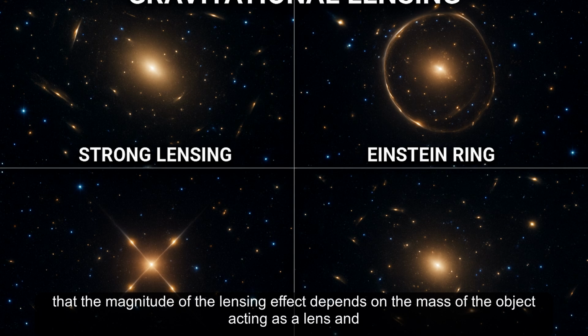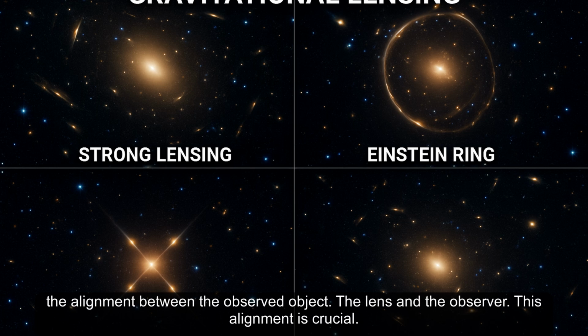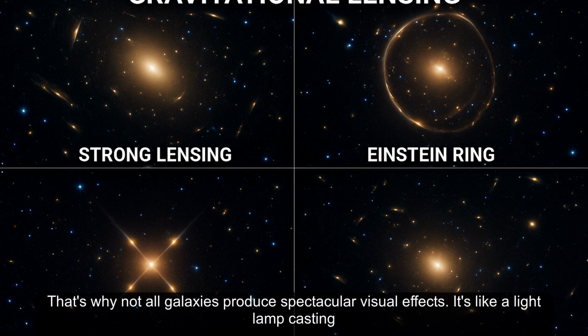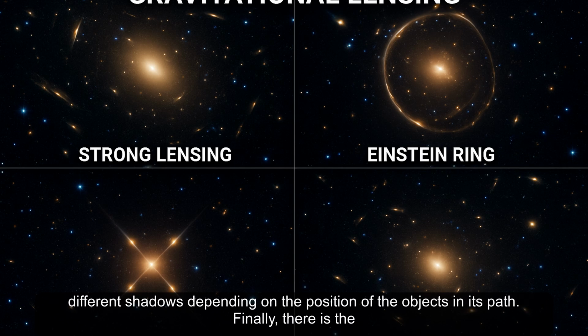The notion that gravitational lenses affect all objects equally is also misleading. The reality is that the magnitude of the lensing effect depends on the mass of the object acting as a lens and the alignment between the observed object, the lens, and the observer. This alignment is crucial. That's why not all galaxies produce spectacular visual effects. It's like a light lamp casting different shadows depending on the position of the objects in its path.